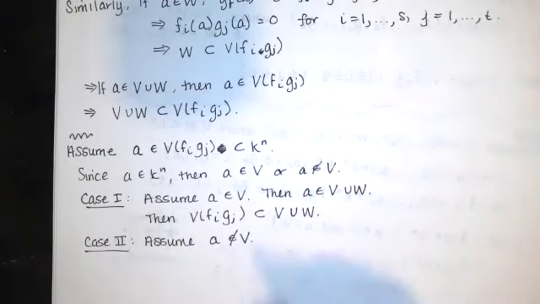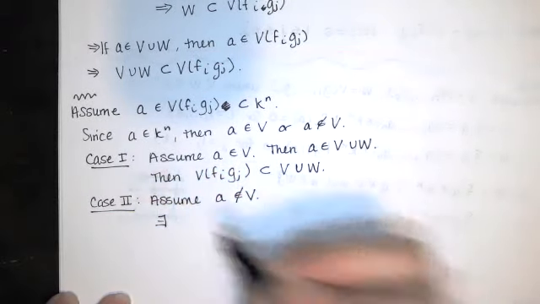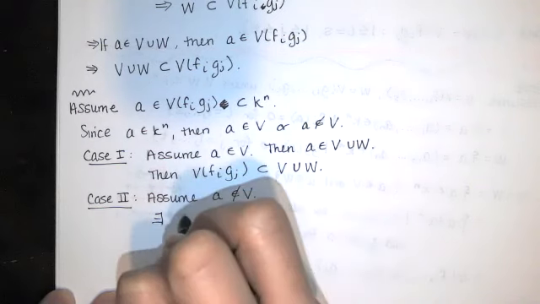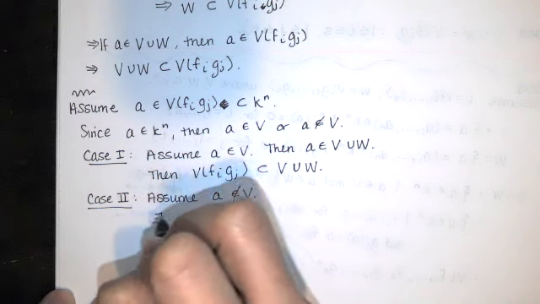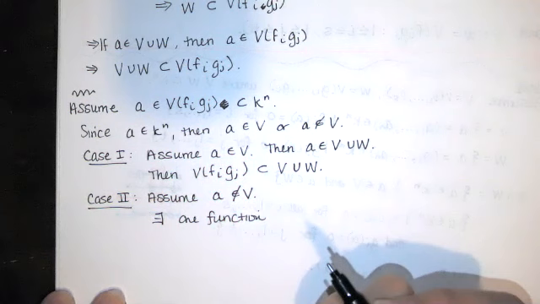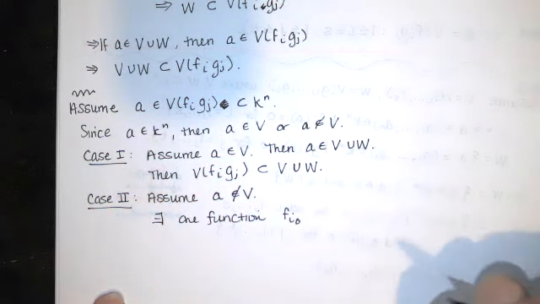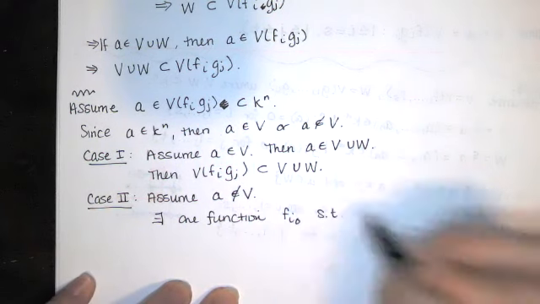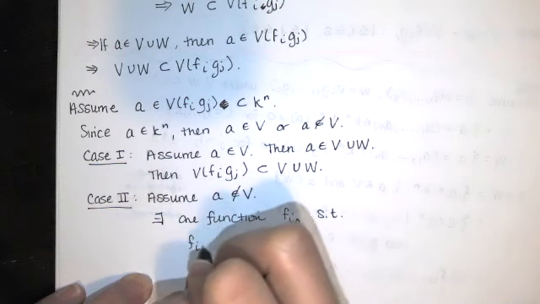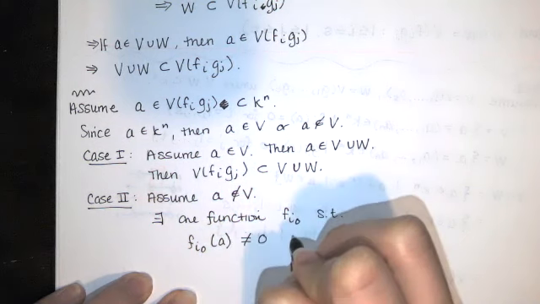Okay, so if A is not in V, well, that means there's at least one function. So there exists one function. Let's call it f sub i naught, because that's what they call it in the book, such that f sub i naught of A is not equal to 0.